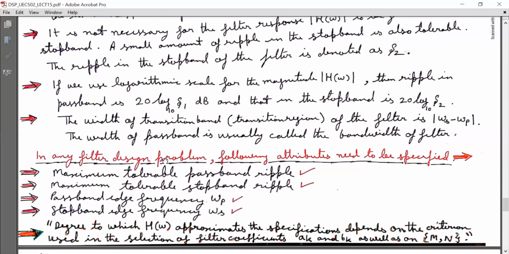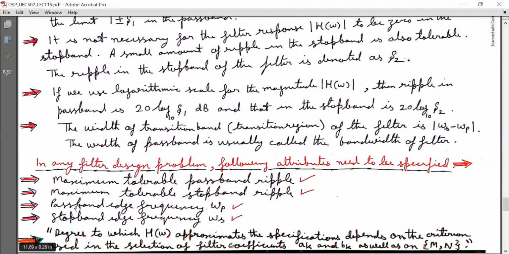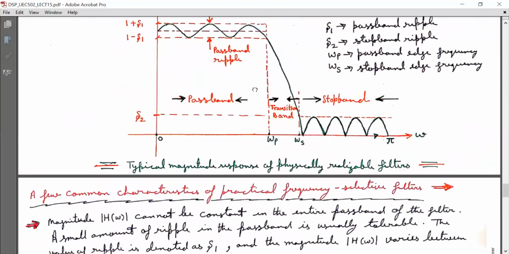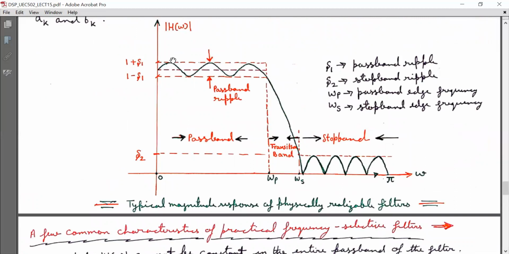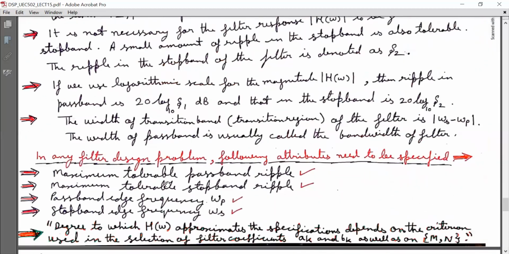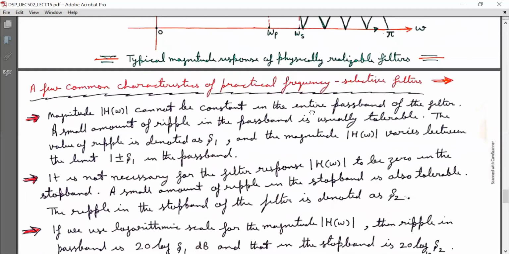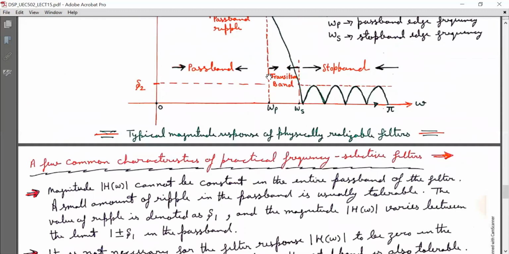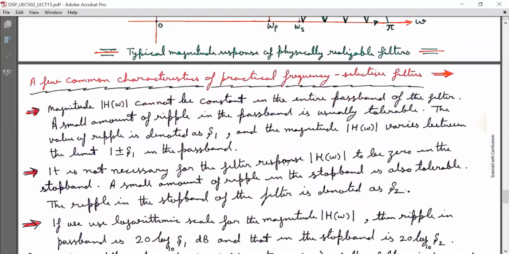In any filter design problem, the following attributes need to be specified. Number one, maximum tolerable passband ripple, maximum tolerable stop band ripple. So this delta 1 is maximum tolerable passband ripple, delta 2 is maximum tolerable stop band ripple. Passband edge frequency omega p and stop band edge frequency omega s. So these need to be defined, and from this I can calculate transition width or transition band or bandwidth.